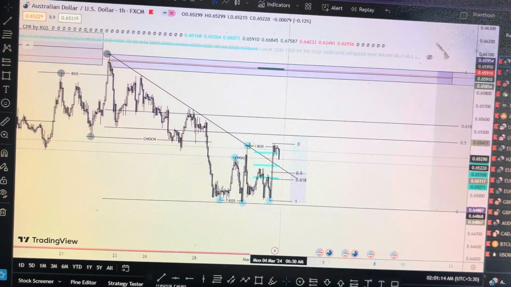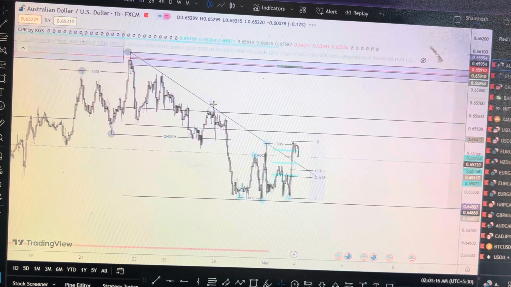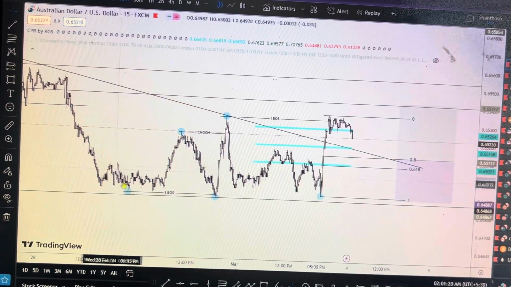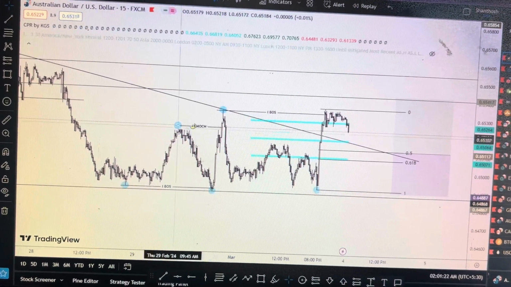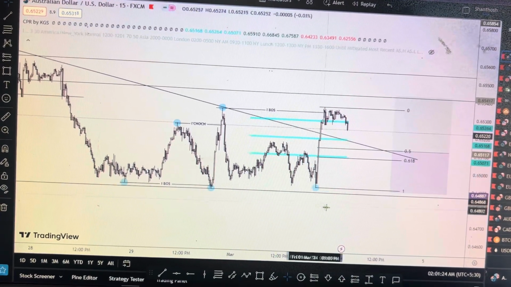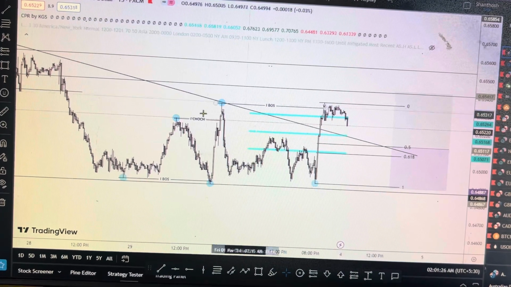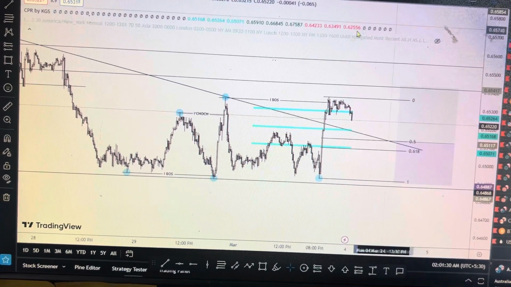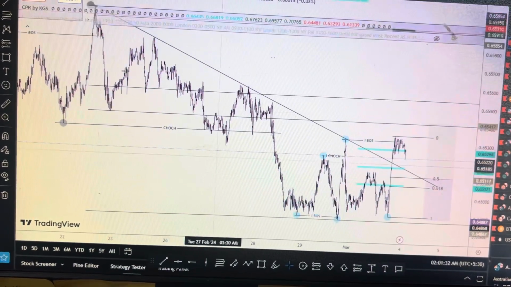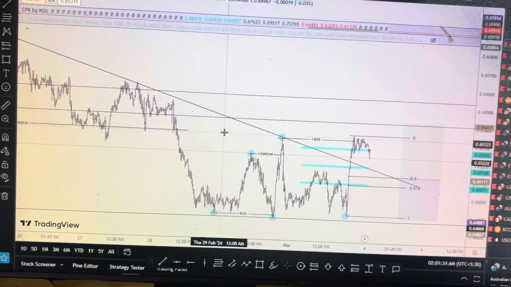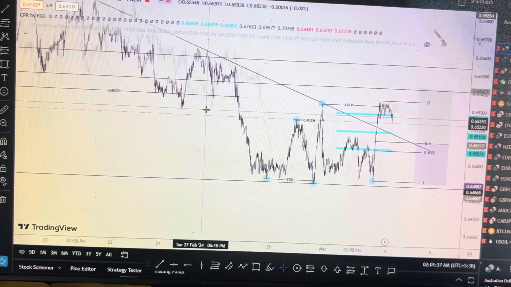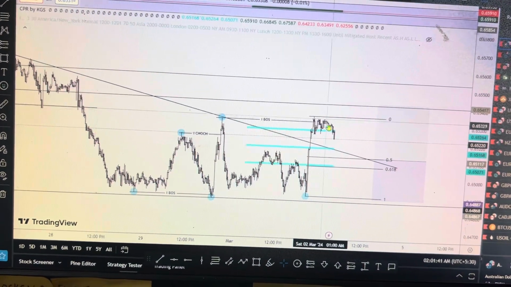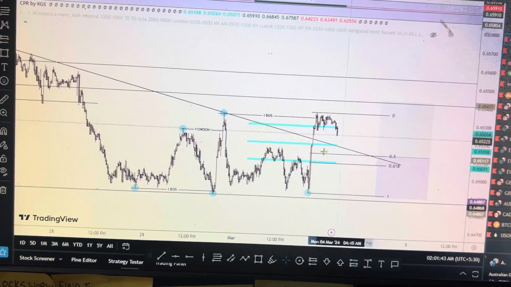Now in 15 minutes, if we go into internal structure, we can clearly see we broke down, we changed the character down, and we came down and then came up and broke the structure up. So internal trend is up. And we have a trend line. This is my old trading setup which I used to take: trend line, breaking the trend line and retesting the trend line, something like that.